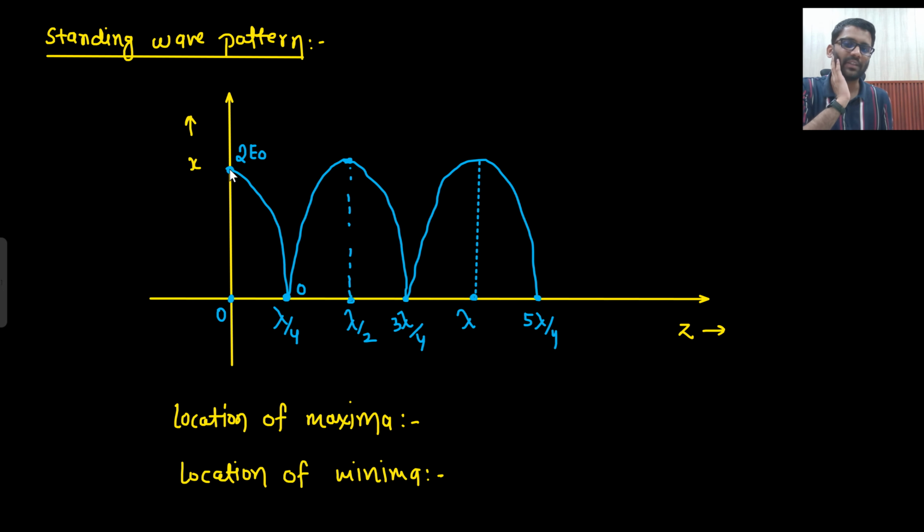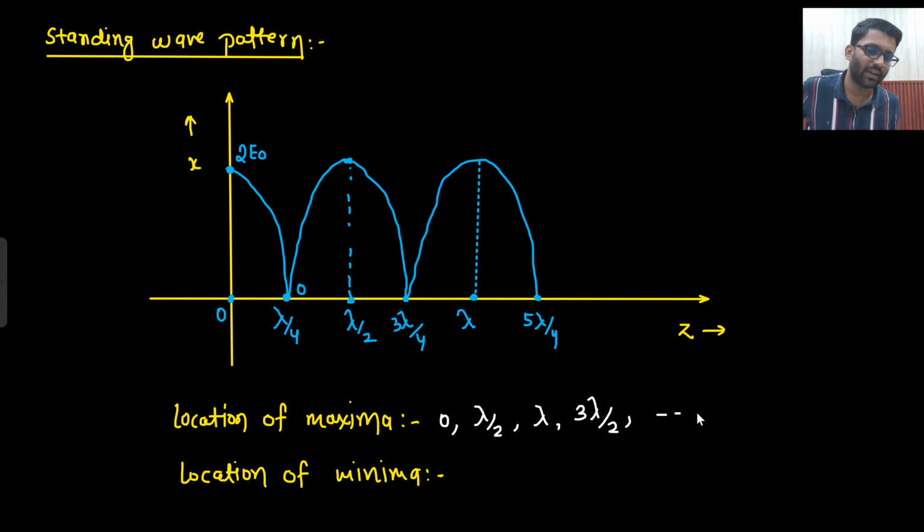Okay. Now what is the location of maxima? 0, lambda by 2, then lambda, then again it will come at 3 lambda by 2, then again it will keep on going like that. So can I write it down as n lambda by 2? If you put n equals to 0, 0. If you put n equals to 1, lambda by 2. If you put n equals to 2, lambda. If you put n equals to 3, 3 lambda by 2. And what is the location of minima?